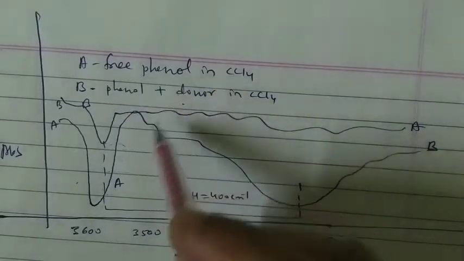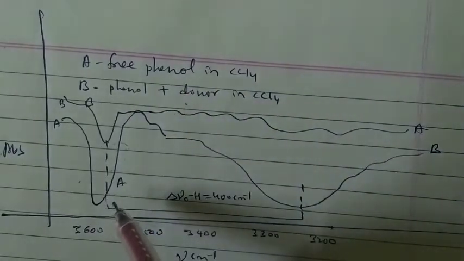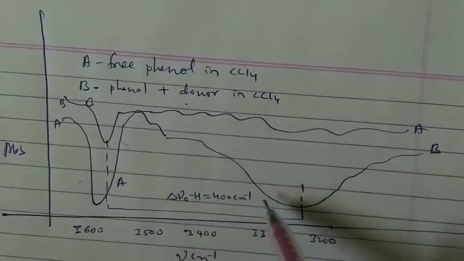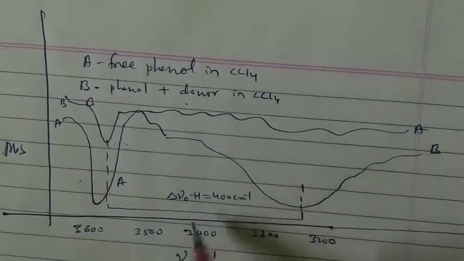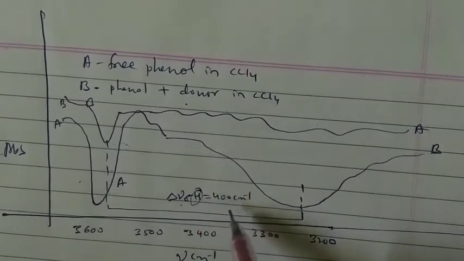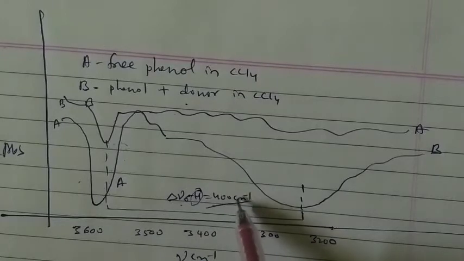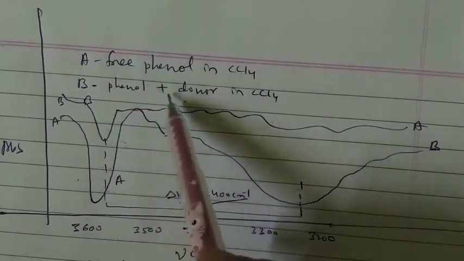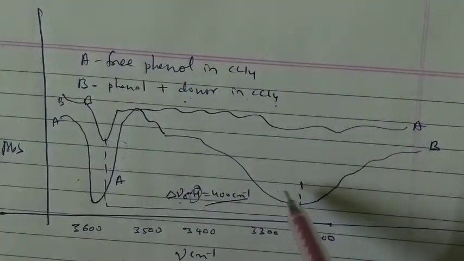And you can see here free phenol, A. In this one there is a broadening like this, and you can see delta nu naught minus H because of this hydrogen bonding. The difference is around 400 per centimeter. So that is phenol plus donor atom in CCl4. See here, broadening is there.